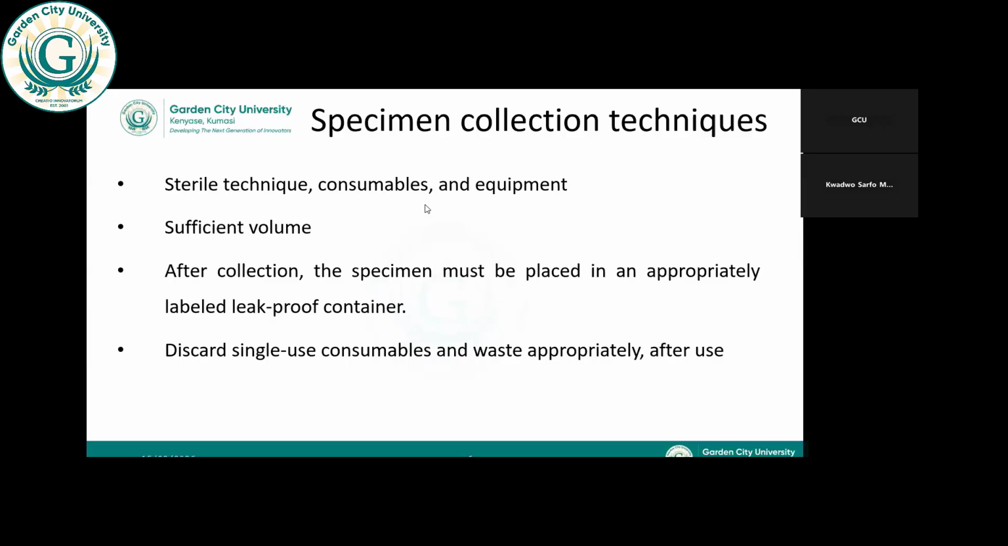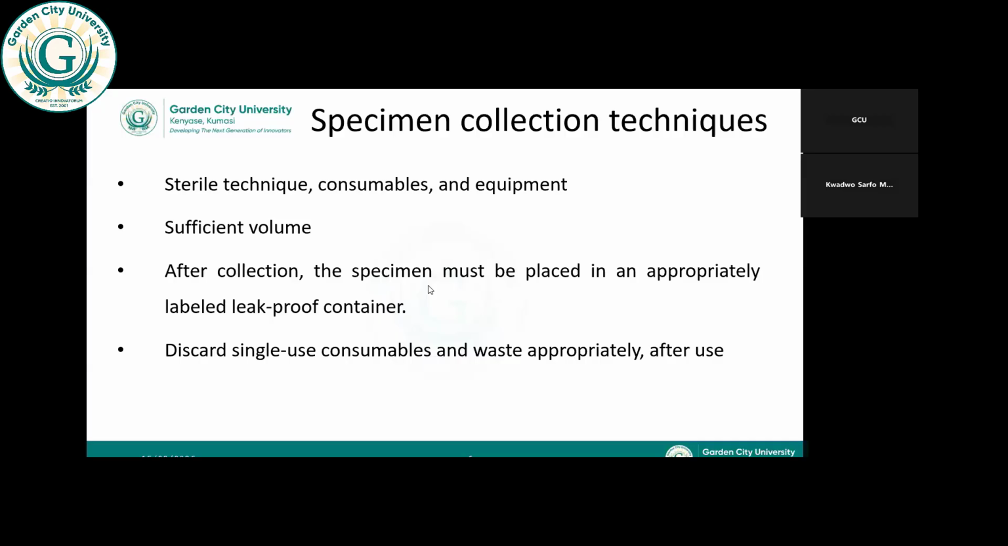Then the sample should be collected into the right containers, sterile containers. The technique should also be sterile, so that I don't contaminate any samples. The equipment being used should always be sterile. The right volume should be collected and they should be placed in the right containers.